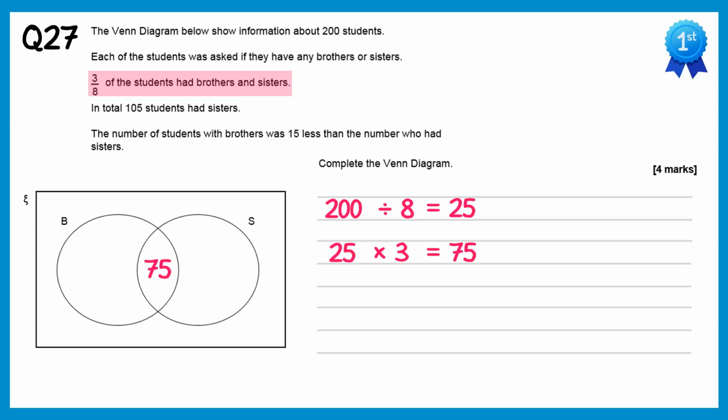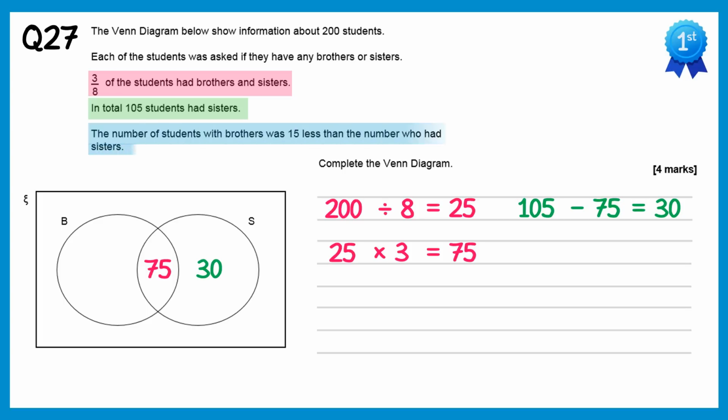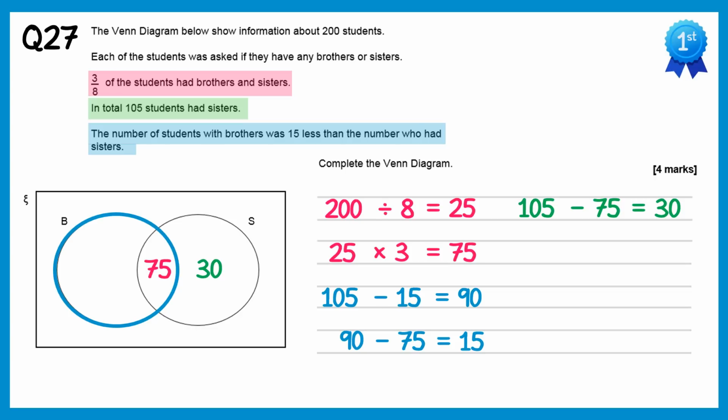We can then look at where it says, in total, 105 students had sisters. The circle representing sisters is marked here in green, so this circle must add up to 105. Now there's already a 75 in there, so if we do 105 take 75, we get 30, so this missing part must be 30. We can now look at this last bit of information. The number of students with brothers was 15 less than the number who had sisters. We know the number who had sisters was 105, so if we do 105 take 15, we get 90. This means the blue circle for brothers must add up to 90. Again, there's already a 75 in there though, so we do 90 take 75, which gets you 15. So this missing part is 15.